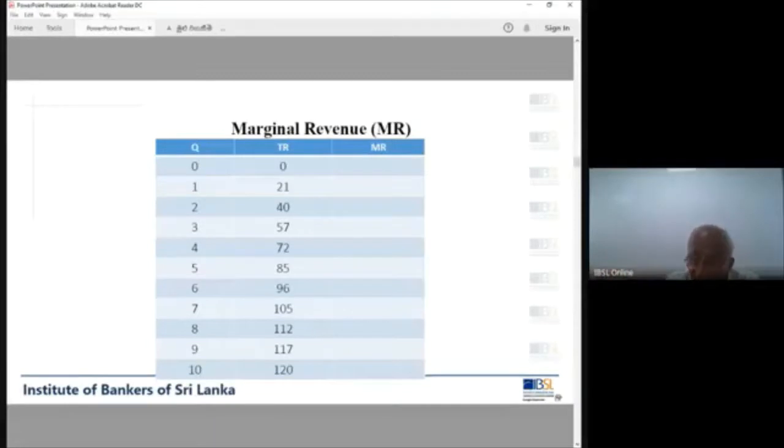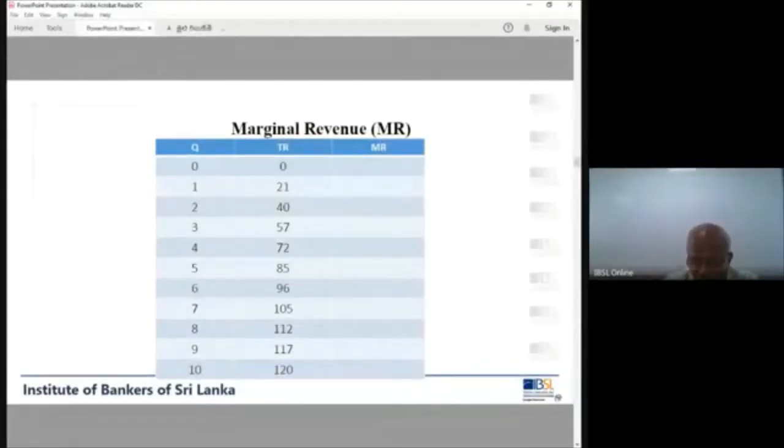So marginal revenue of the third unit is how much? 17. Why is that? 57 minus 40 divided by 3 minus 2. 57 minus 40 is 17, divided by 3 minus 2, which is 1. Increase in revenue per unit increase in output. Or you can say it is the revenue of the third unit minus the revenue of the second unit. Marginal revenue of the fourth unit.